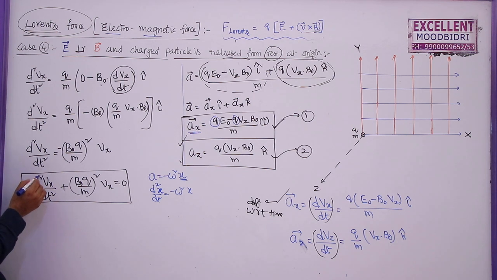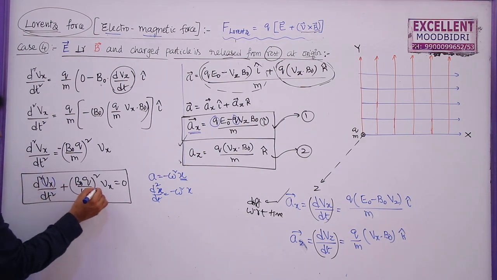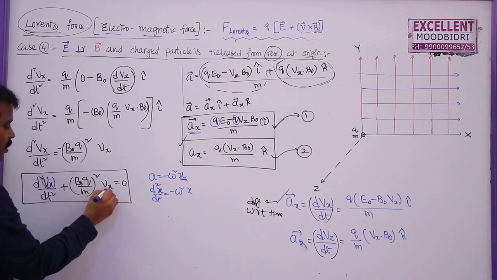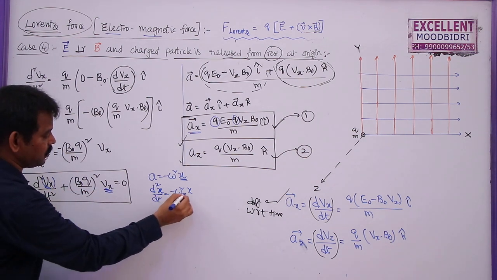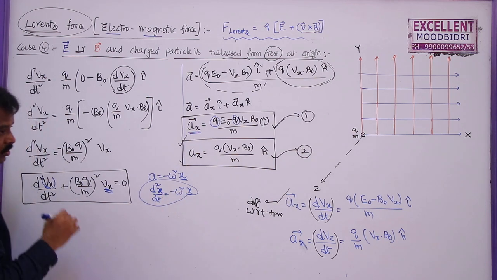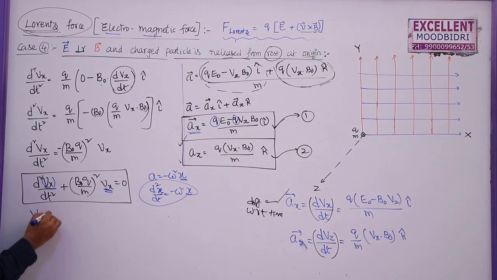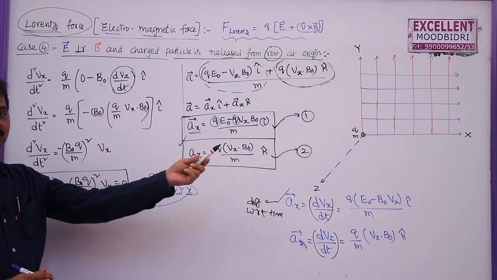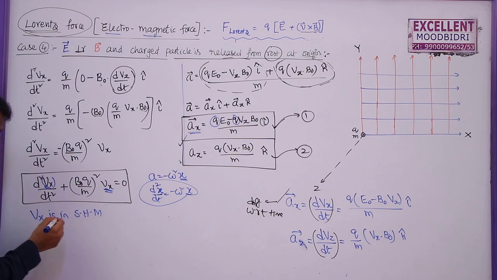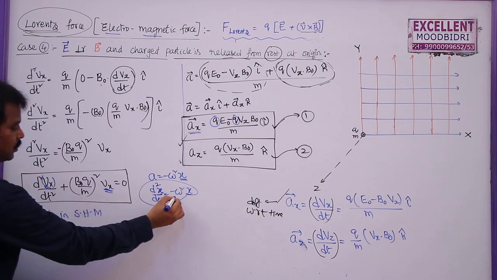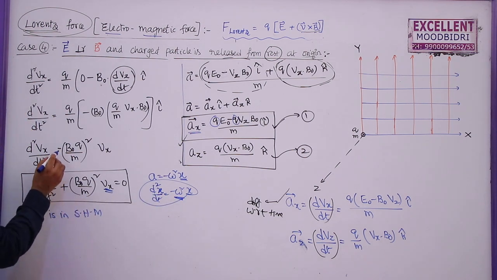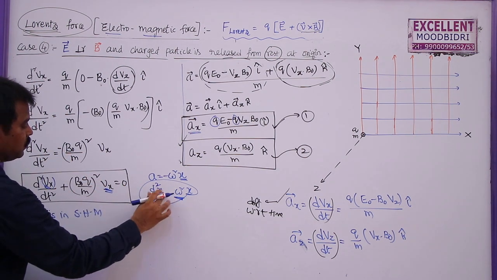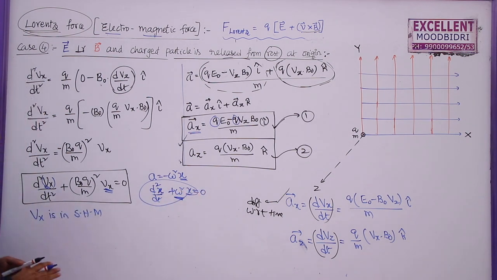Here you can see d square vx by dt square plus something into vx. Here we have vx, but in simple harmonic motion you have x and x. So here x varies with time, but in this case vx is in simple harmonic motion. So vx increases and decreases with respect to time. If you compare this one, this coefficient is omega square, and you can write plus also, which is equal to 0. So from this we can write omega is equal to B naught q by m.